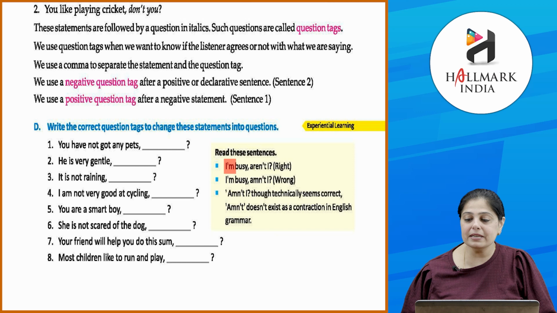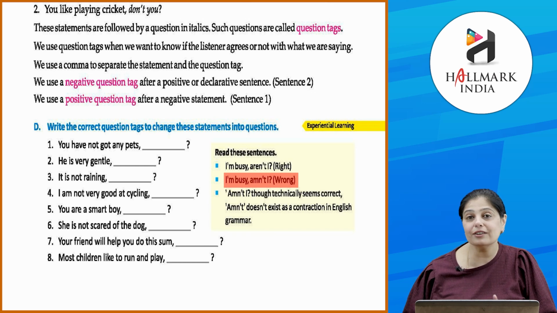Okay? I am busy, aren't I? Okay, that's the right way. I am busy. Am I? Amn't I? Amn't का does not make any sense. Okay, am not I? Do you think it makes sense? No. So that's the wrong way.